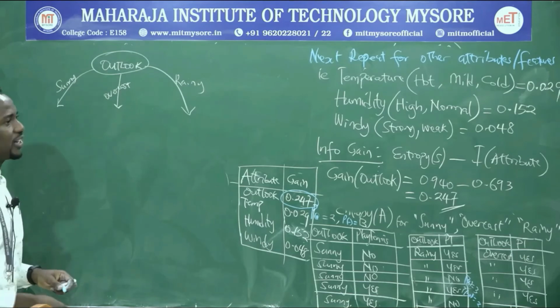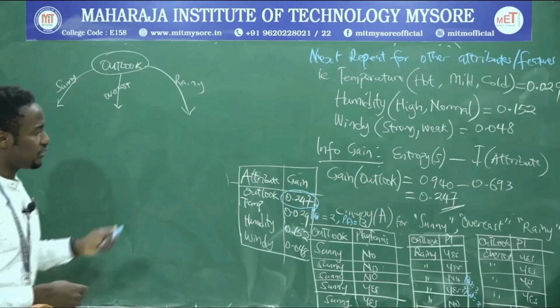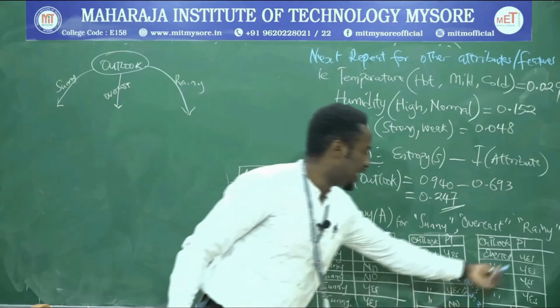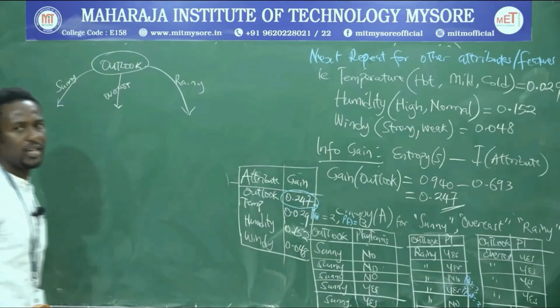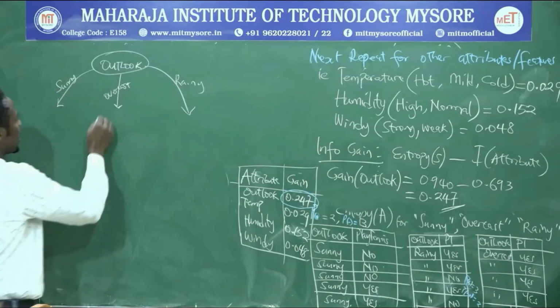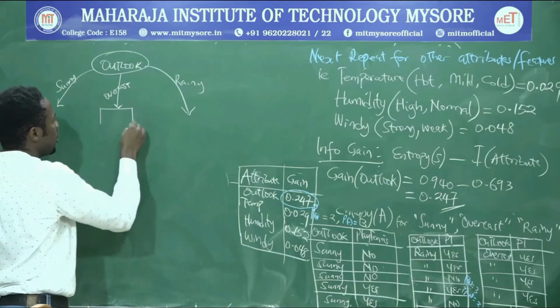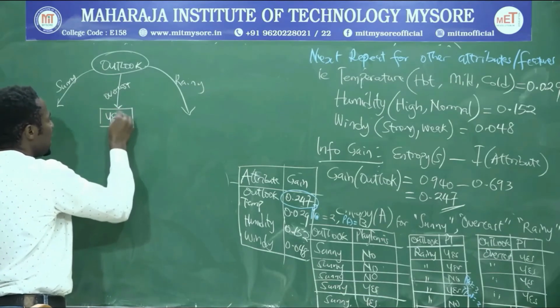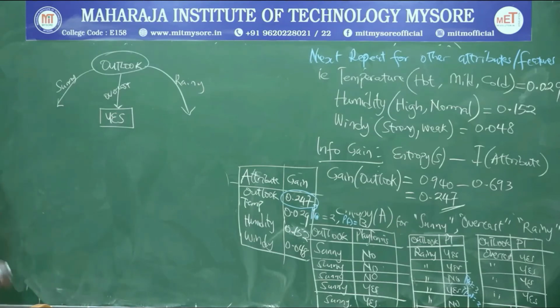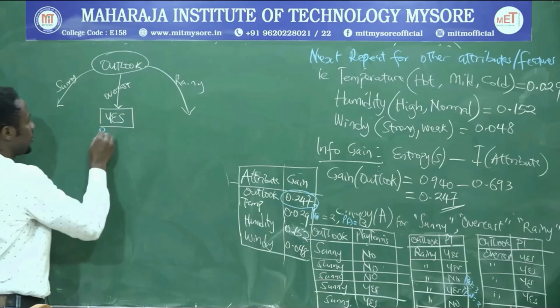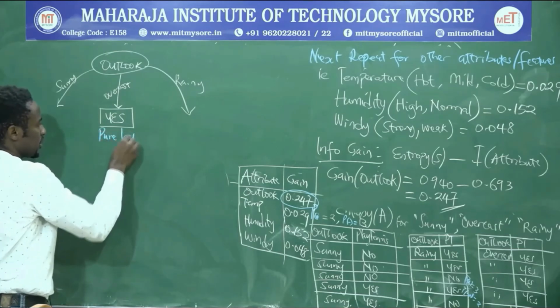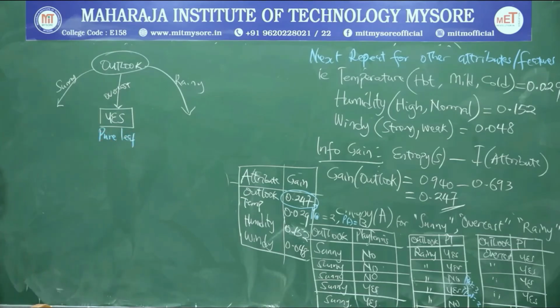So why do I say that overcast doesn't require branching? Because if you check, overcast has only one instance, which is positive. So overcast has gotten to the pure leaf node, which is yes, katam ho gaya. So we don't need any further splitting, right? So this is my pure leaf. No further splitting, right?